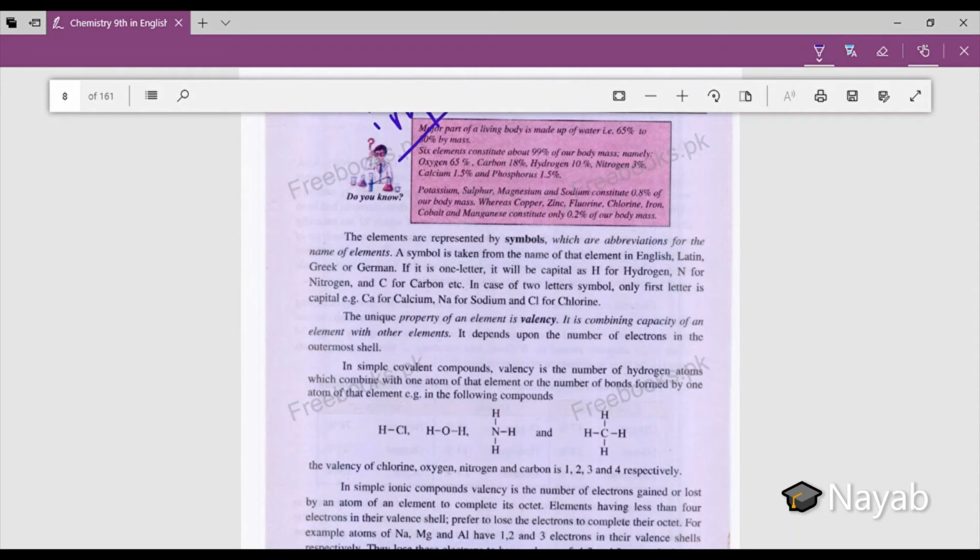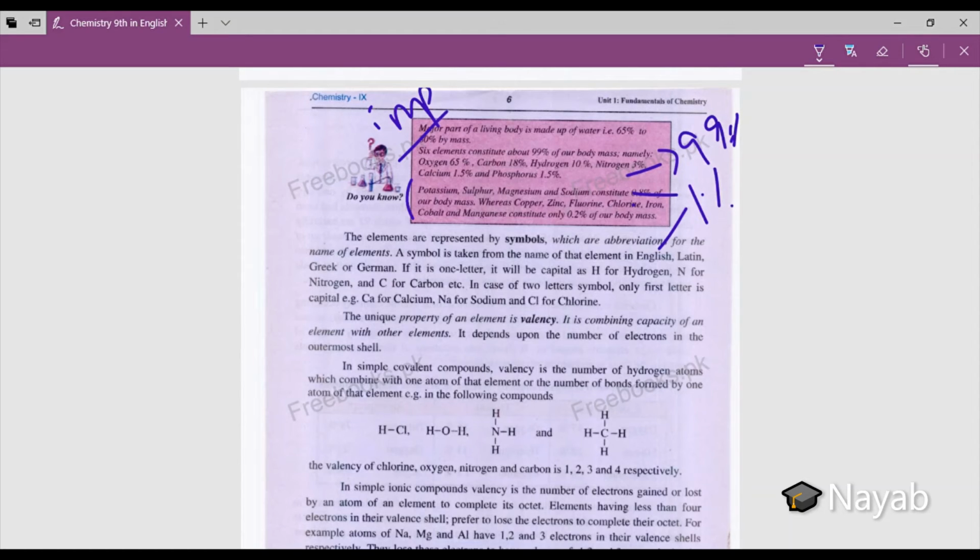So which elements cover the 1% that is remaining out of 100? So let us read those elements. Potassium, sulfur, magnesium, sodium constitute 0.8% of our body, whereas copper, zinc, fluorine, chlorine, iron, cobalt, and manganese constitute only 0.2% of our body mass. So 0.8 plus 0.2 is equal to 1%. So these elements cover the 1%, and those elements cover the 99%. So 100% is completed now.